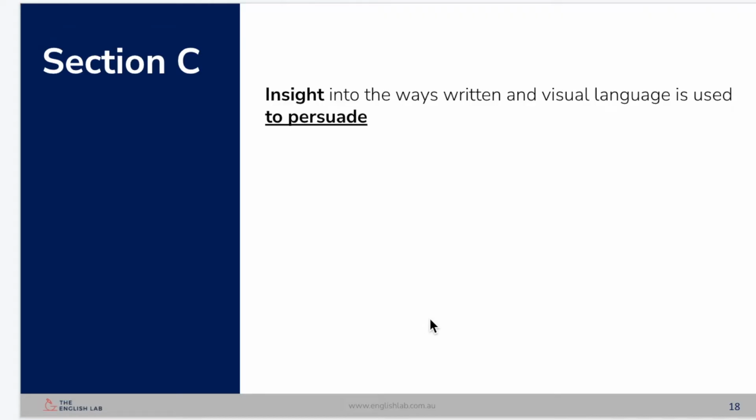But looking at the insight into which ways written and visual language is used to persuade. And as it gets to the very top, sophisticated insight. So when we look at persuasion, we want to be thinking about how it is that the arguments have had an impact, how it is that the arguments have led the readers to think. I keep saying readers, it could be an audience of someone speaking. How it's led them to think or act or feel a certain way.